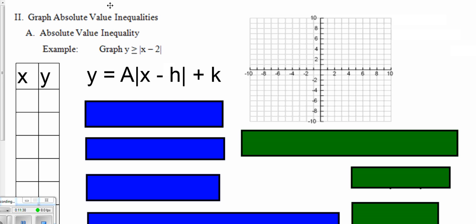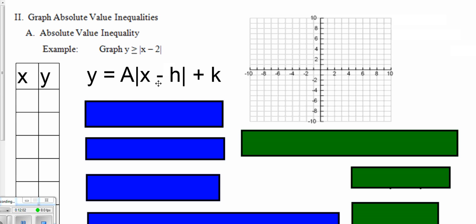The last example we're going to look at is how to graph absolute value inequalities. To graph an absolute value inequality, first we treat it as though it was just an absolute value line. So you use that y equals a times the absolute value of x minus h, all of that then plus k. As long as it's in that form, it's ready to go for you to check.